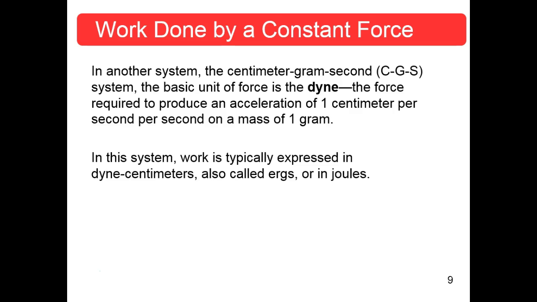In another system, going back, rather, SI, which is still metric, is when you're dealing with very small quantities: centimeter, gram, second, the CGS system, whereas the SI used to be called the MKS system, meter, kilogram, second, MKS. Now we just call it SI. The basic unit of force here is the dyne, and the dyne times a centimeter would be an erg.